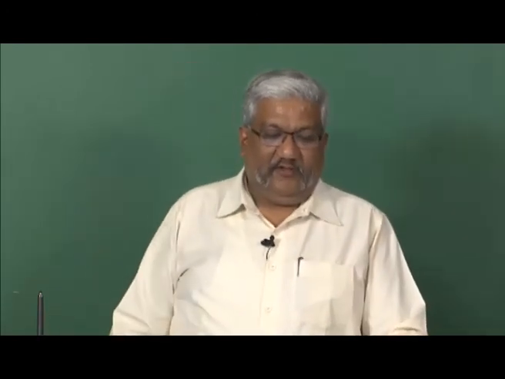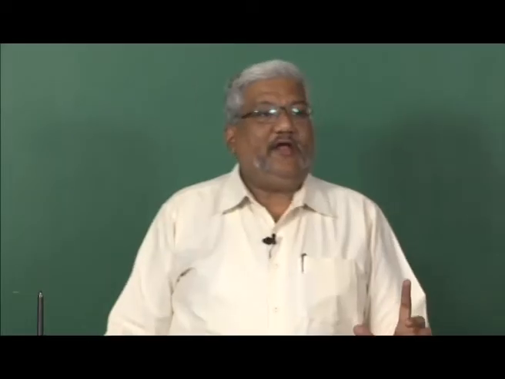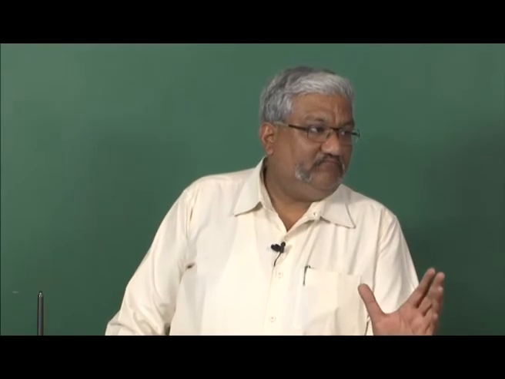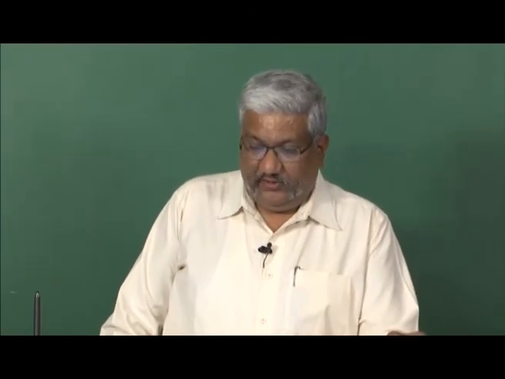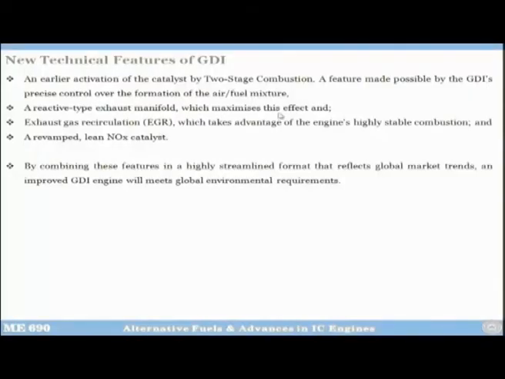So, this problem is actually handled by earlier activation of the catalyst by two-stage combustion. So, what you do is that by two-stage combustion, you try to cut down this first 4-5 minutes to say 20 seconds or 30 seconds, okay? And I will tell you how we do it. So, this is a feature which is made possible by the GDI's precise control over the formation of air fuel mixture. So, control of the GDI engine becomes extremely important.